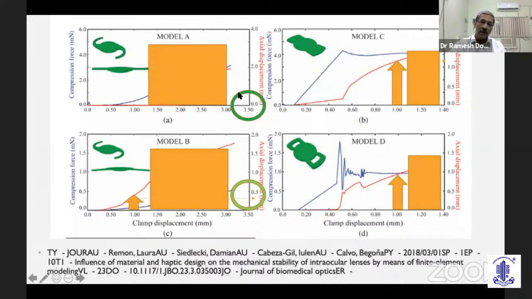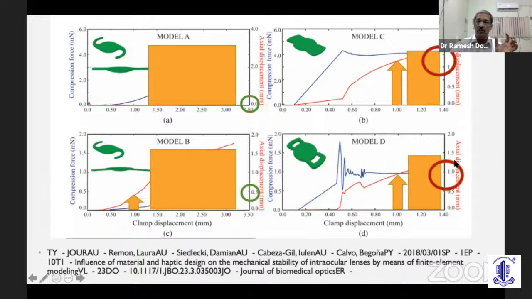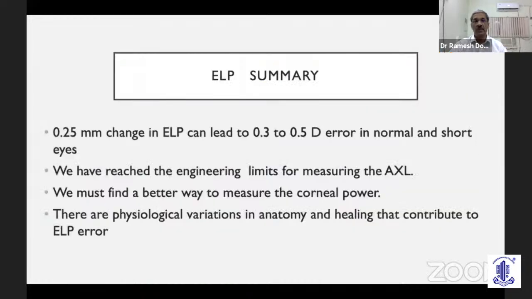When you have a 1 millimeter compression, there is no or very minimal change in ELP when you have a C-looped intraocular lens, while the same 1 millimeter compression of the haptics can cause quite dramatic 1 millimeter or more anterior displacement of the optic if you choose to use a plate haptic intraocular lens. So plate haptic intraocular lenses have to be made very rigid to resist these kinds of movements.